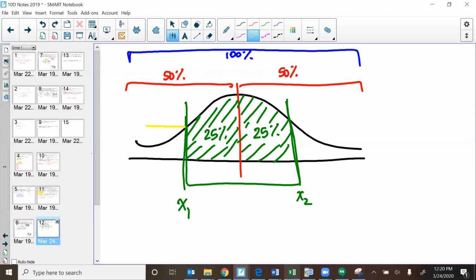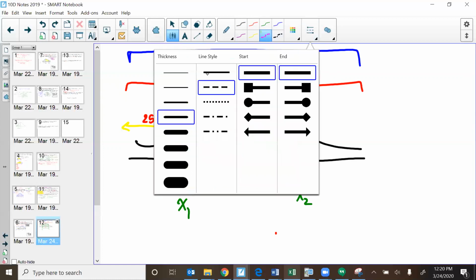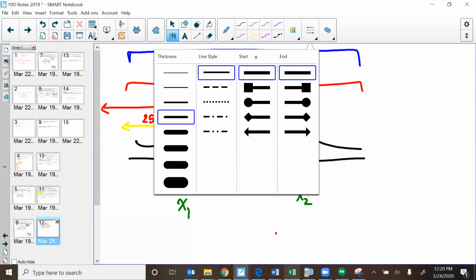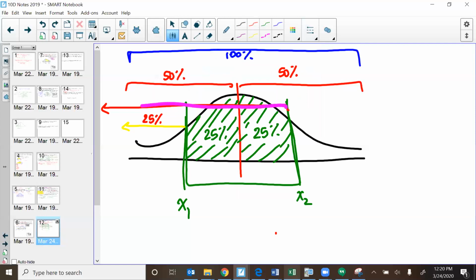To the left of this guy is 25%, because I already have 25 and the left half of the graph is 50%. And then to the left of this guy, that was supposed to be hot pink. You know how I love my hot pink. To the left of X2 is 25% plus 50%. So that is 75% to the left.